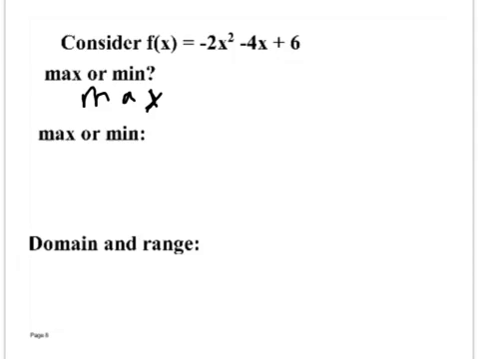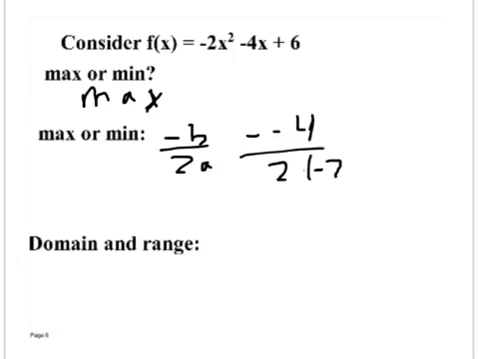What we do is find our x coordinate first by using the formula for axis of symmetry, which is -b over 2a. So -4 over 2 times -2. That would give you -1, because 4 divided by -4 is -1. Then we take -1 and plug it in for x.